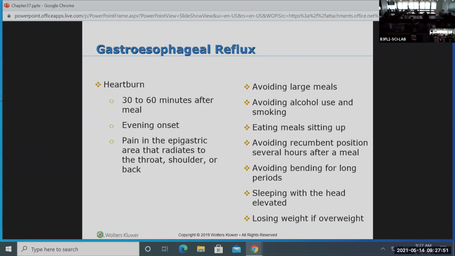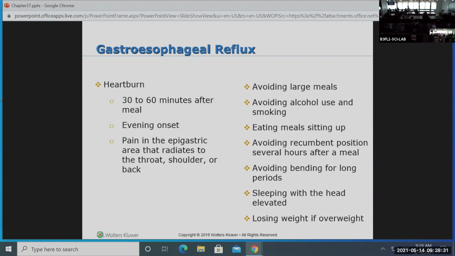Now, we are talking about gastroesophageal reflux disease itself. I already said about heartburn. Make a highlight. This heartburn usually occurs within 30 to 60 minutes after a meal. Most patients complain of it in the evening time. Pain in the epigastric region. Make a note, in the epigastric region. Sometimes it radiates to the throat, the shoulder or the back.